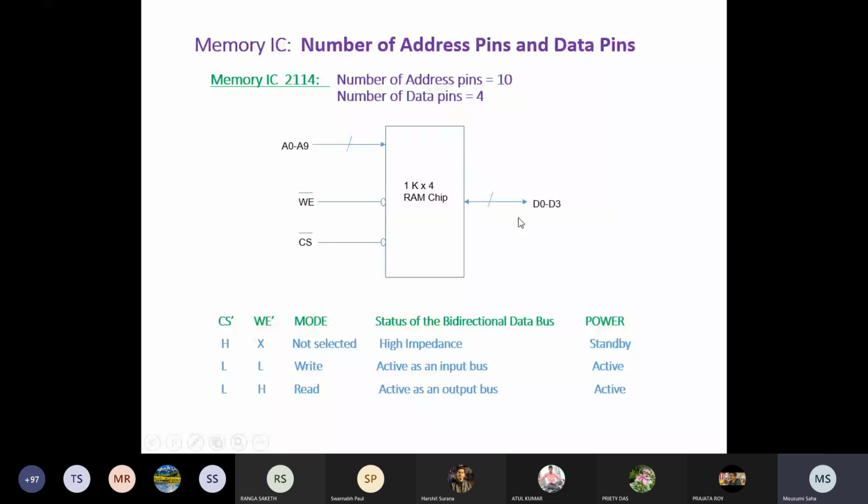Here the chip select line is required to select the chip. Whenever you want to select this chip, you have to give CS bar the logic value 0. If CS bar equals 0, this chip will be selected. If it is high, it will be in the high impedance state, that means standby mode. What is the meaning of high impedance? I hope you know that it is high resistance, high capacitors.